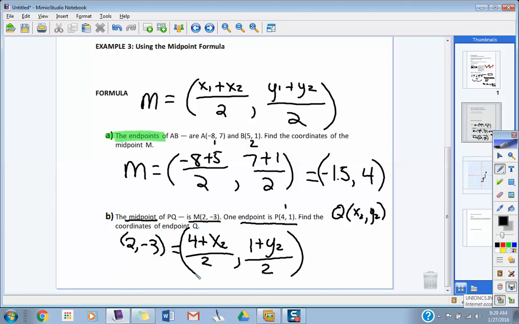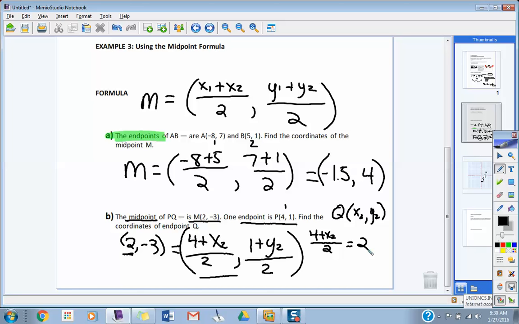So here's the situation we run into. Basically, this mess right here on the left, this (4 plus x2) divided by 2, has to equal what value? 2. Here's how you solve this. What we're going to do is take the x and the (4 plus x2) over 2, and set them equal to each other. So we're going to set (4 plus x2) over 2 equal to 2.